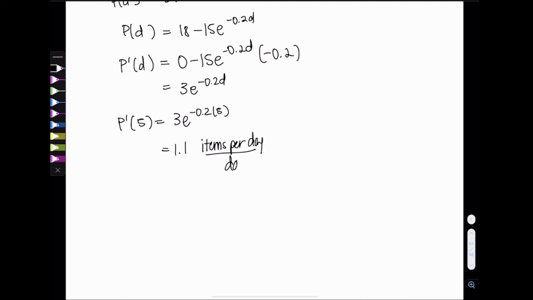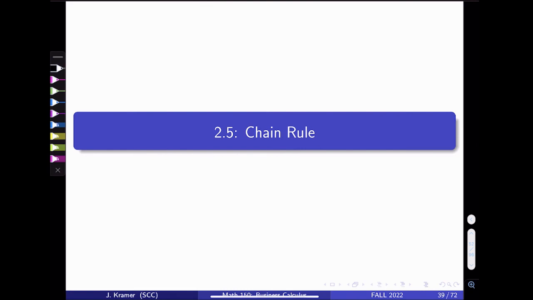And so the way we'd interpret this is that when an employee has been working for this company for 5 days, the rate at which they can produce items is increasing 1.1 items per day per day. So it's a rate of change, or the slope of the tangent line, when they're working at exactly 5 days. In the next video, we will cover the chain rule in which we use this technique in a couple examples from this video.